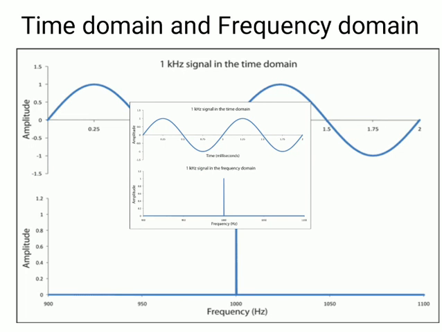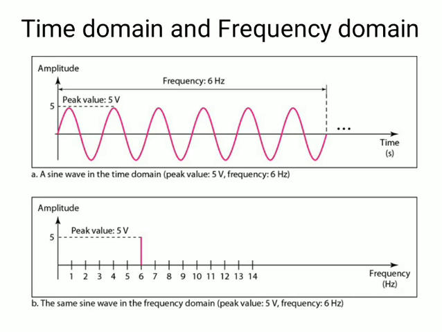We can represent a waveform in the time domain and also in the frequency domain. Let us skip this diagram and just see this one: how a waveform can be represented in the time domain and frequency domain. Here are two waveforms. The first waveform, in pink color, on the top side, starts at 0, and the peak value is 5 volt, denoted with the dotted line. And the frequency is 6 hertz. So what is written: a sine wave in the time domain, peak value is 5 and frequency is 6 hertz.